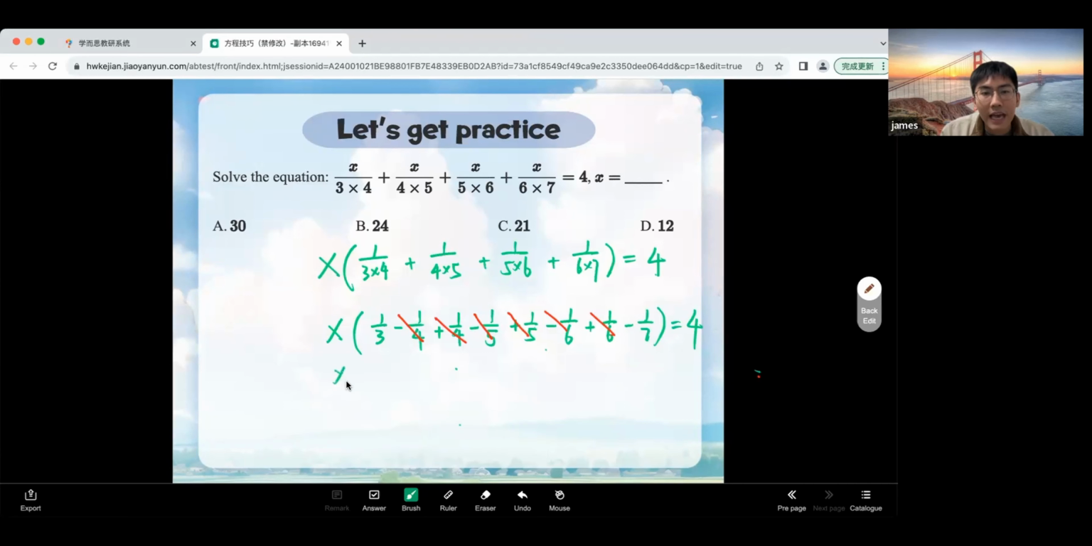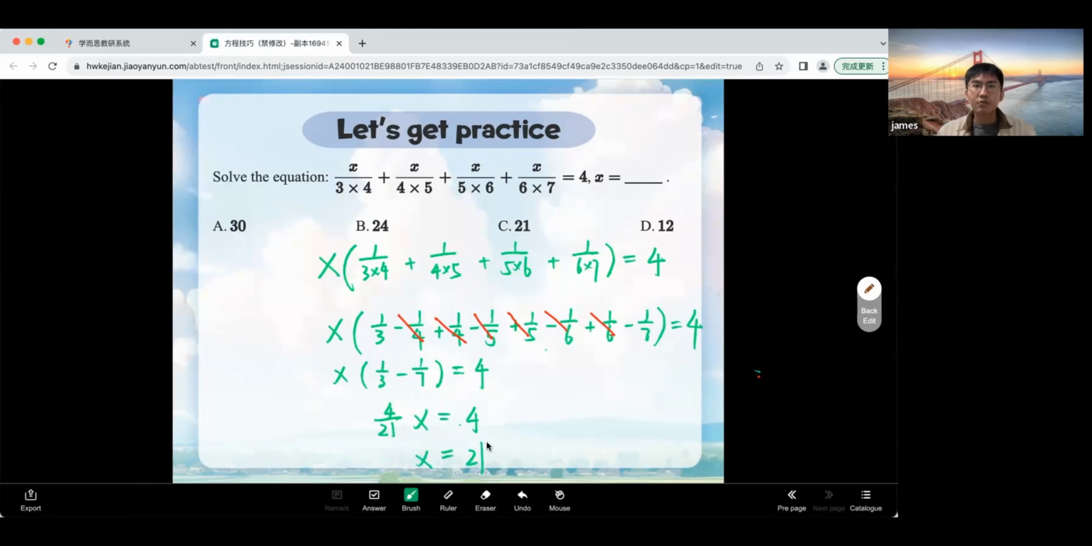Step 3, we just have x times 1 over 3 minus 1 over 7. That's equal to 4. And the calculation of 1 over 3 minus 1 over 7 is pretty easy. If you calculate that, you'll find that is equal to 4 over 21. 4 over 21 times x is equal to 4. And everybody, you say, what's the value of x? Everyone, x is equal to 21. Okay, so this is how we solve the equation right over here by using the splitting method.